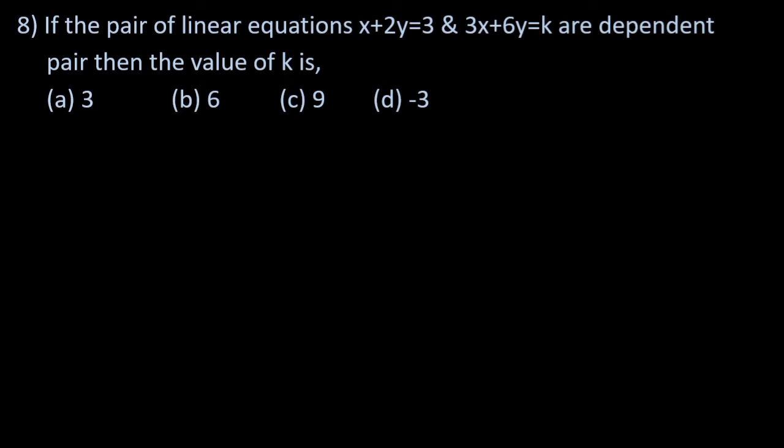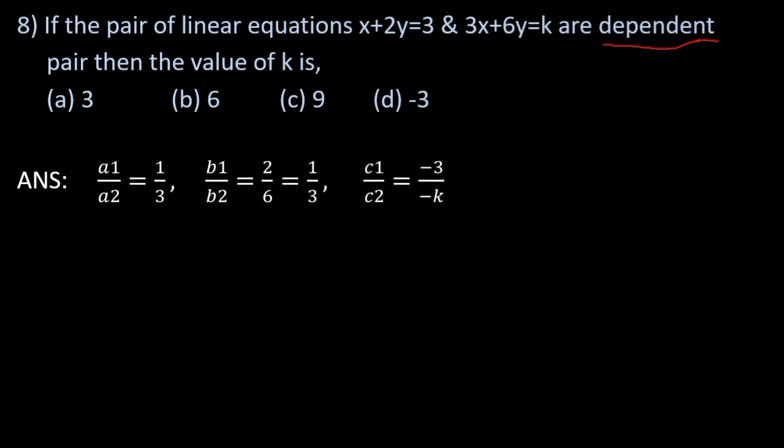If the pair of linear equations x plus 2y is equal to 3 and 3x plus 6y is equal to k are a dependent pair, then the value of k is. Options we have 3, 6, 9, minus 3. Here they said it's a dependent pair. Dependent, you need to remember, means it's coincident. Coincident means all the terms are equal to each other. That means a1 by a2 is equal to b1 by b2 is equal to c1 by c2. Now we'll check a1 by a2, how much will you get?